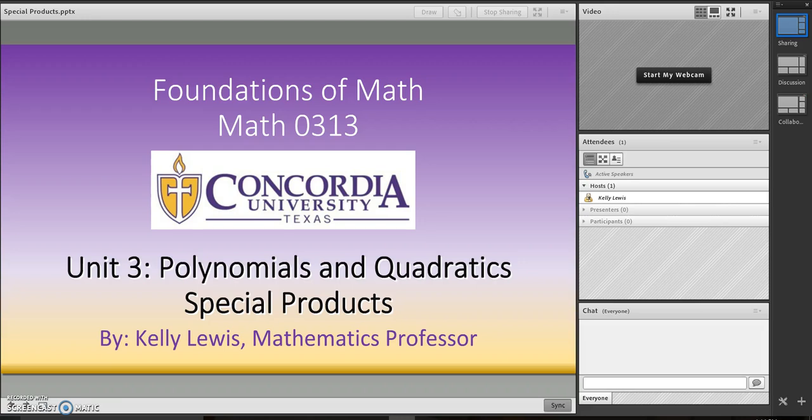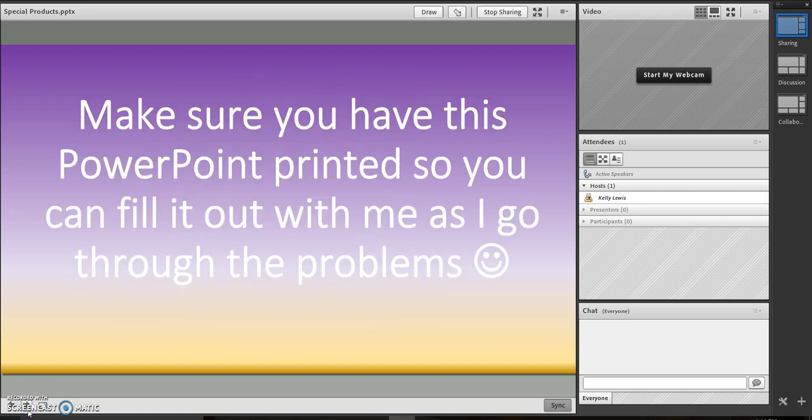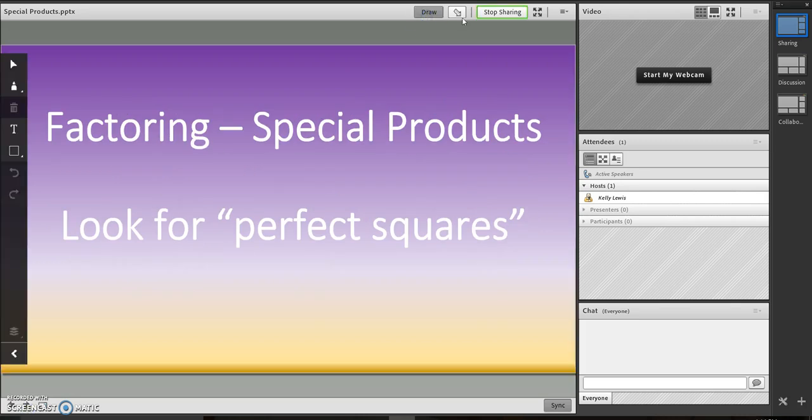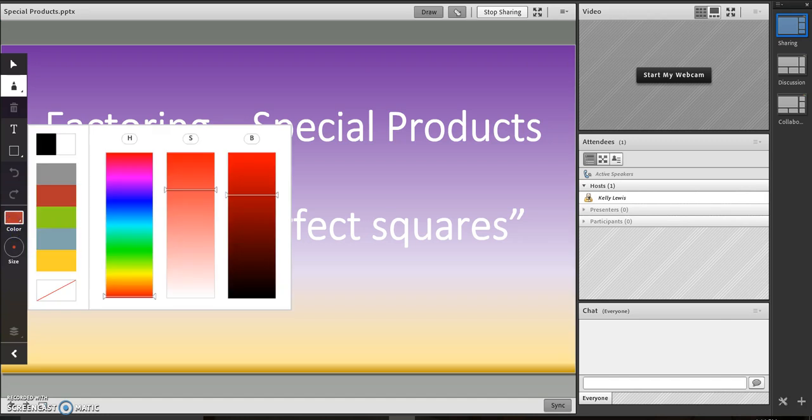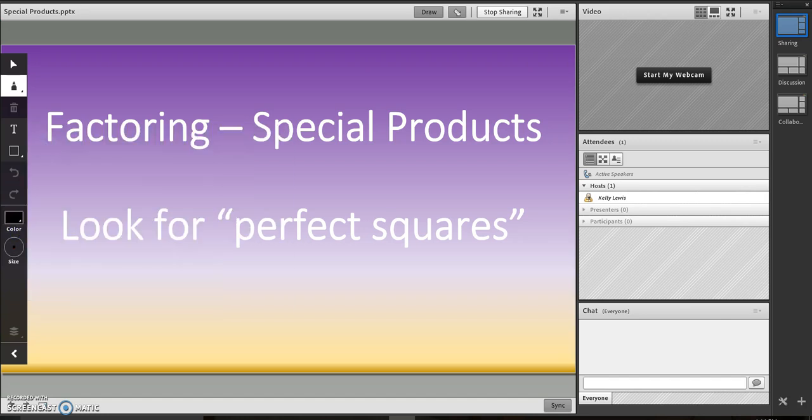Hi guys, so now we're going to learn about the very last kind of factoring, which is special products. The key on these guys, print it if you like, is to look for the perfect squares.